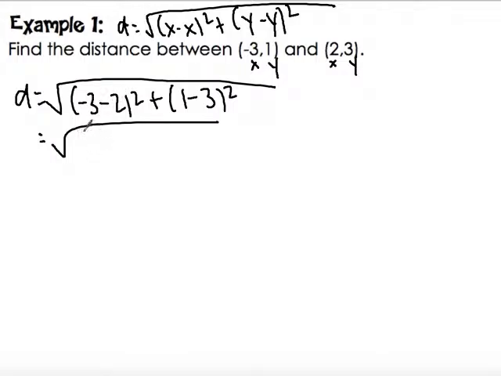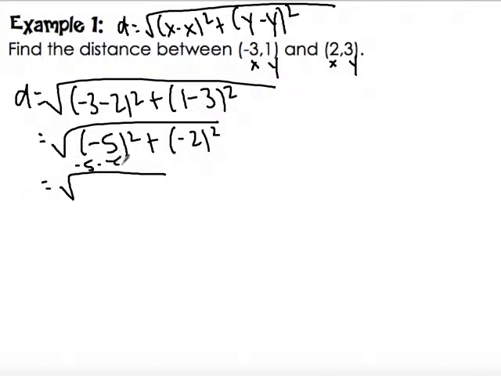Negative 3 minus 2 gives you negative 5. And 1 minus 3 gives you negative 2. Negative 5 squared is the same as negative 5 times negative 5, which would give you a positive 25. Negative 2 squared is the same as negative 2 times negative 2, which would give you a positive 4. 25 plus 4 gives you 29, so you've got the square root of 29.